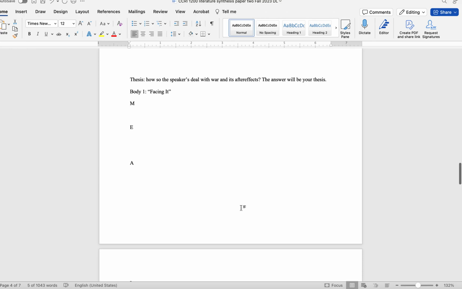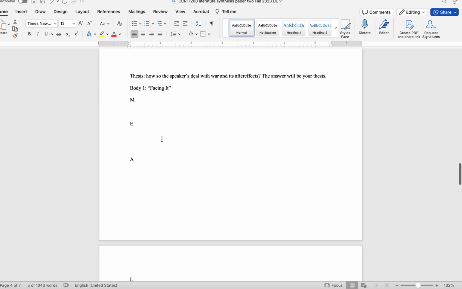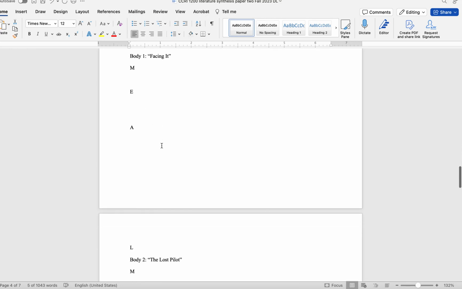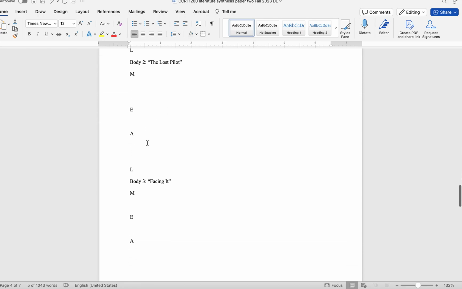Remember, each body paragraph focuses on one aspect. So Facing It, what's going on? What's happening? The speaker in Facing It goes to the Vietnam Veterans Wall to confront everything that's going on, right? And you can quote that. And the speaker in The Lost Pilot is dealing with, and then, what's going on, and then how do they deal with it? So that would be that.